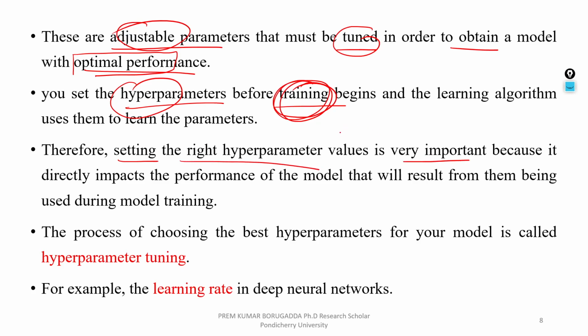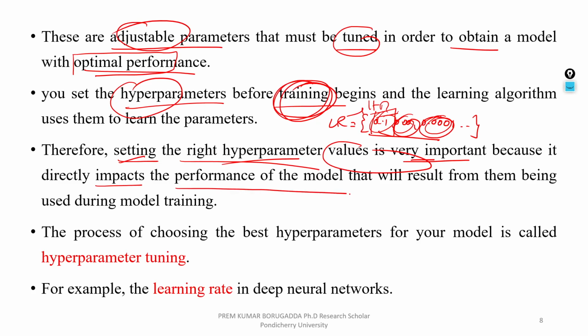Many parameters are there. For example, if you take the learning rate, people usually take 0.1, 0.001, 0.0001 like that. Nobody knows which learning rate is giving the best result. So our main goal is to set the right hyperparameter value. For getting the best result we want to select the best learning rate. Learning rate is part of hyperparameter tuning. Selecting the best hyperparameter value directly impacts the performance of the model.